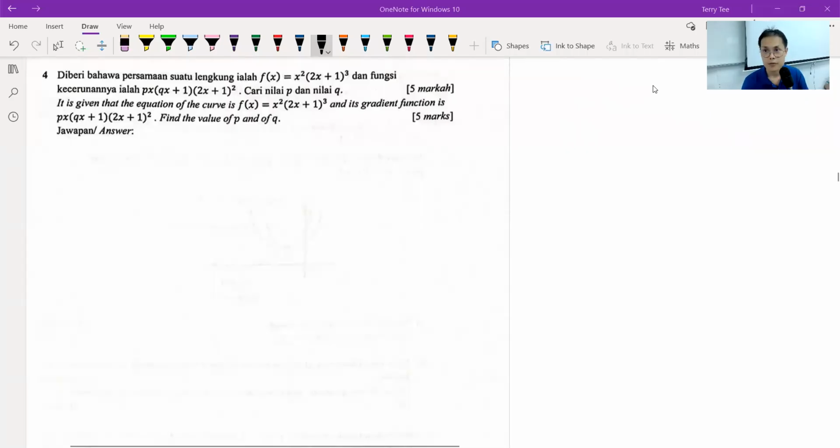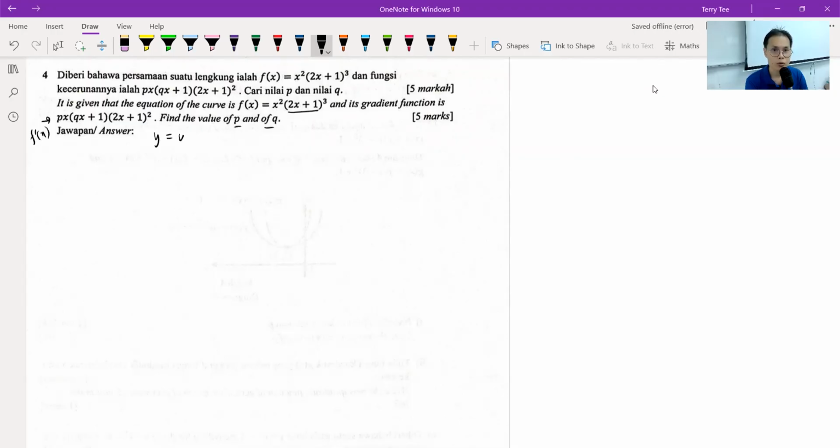Okay, question number 4, this is from the chapter Differentiation from Form 5 chapter 2. So you're given the equation of a curve, f(x) equals this, and its gradient function is this. So we know if you differentiate f(x), you will get the gradient function. This gradient function is f prime x. By differentiating f(x) and comparing with f prime x, we can find the values of p and q. But to differentiate this, we have to use the product rule. Remember the product rule.